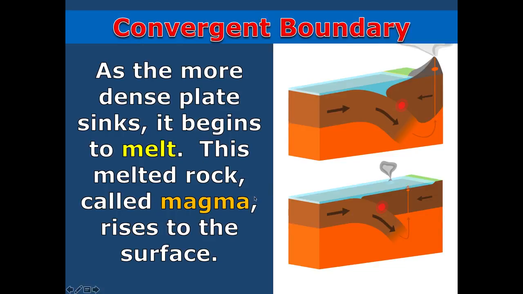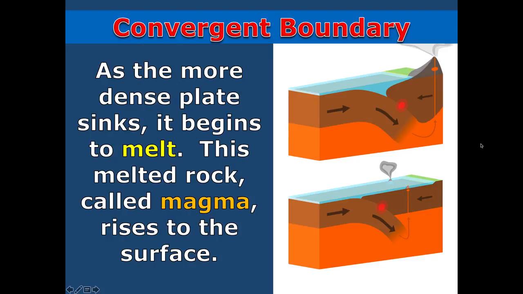So yeah, it kind of just talks about it. As the more dense plate sinks, it begins to melt. This melted rock, called magma, rises to the surface. And depending where that happens, that's the geological feature that it will create. If you have a continental plate here, it creates a volcanic mountain range.